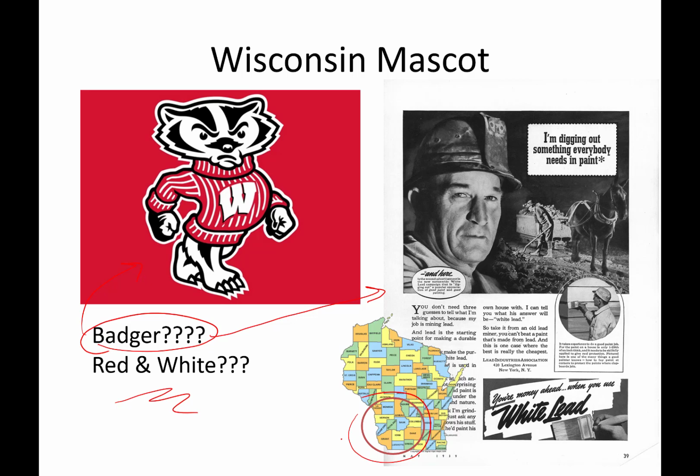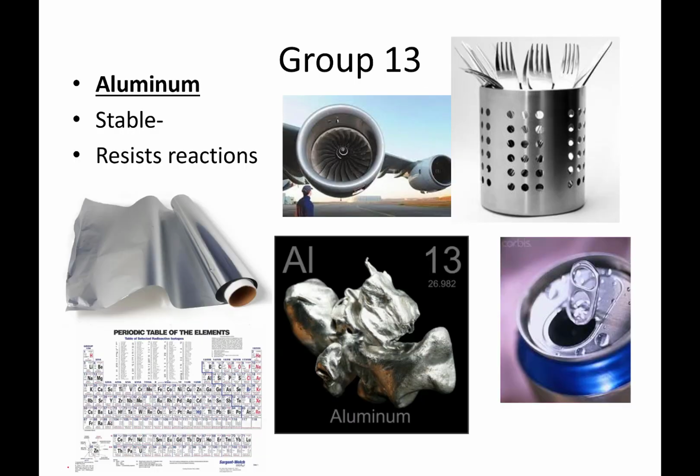Why would we mine that much lead? We'd mine it for paint. And that's why it was a big deal. Why are the colors red and white? Well, those are the two oxides of lead that were used to make red and white paint. A little trivia next time you're watching some football.